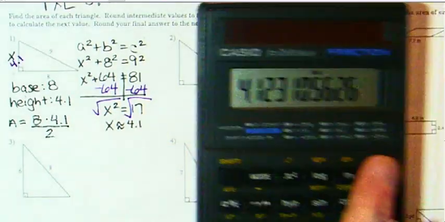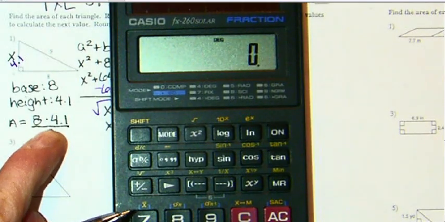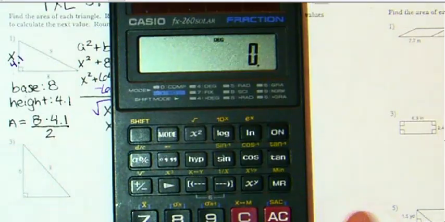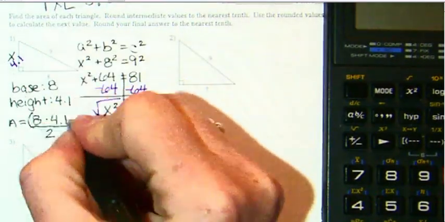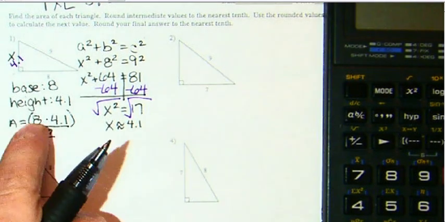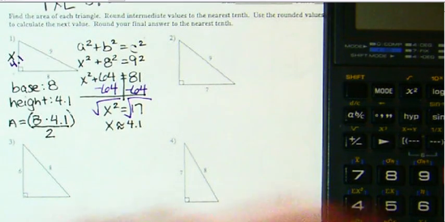And just do this in your calculator. You've got two numbers with an operation in the numerator, so that needs to be done first before you can divide them. You could also put this in a set of parentheses, reminding yourself you need to multiply the base times the height before you can divide it in half.